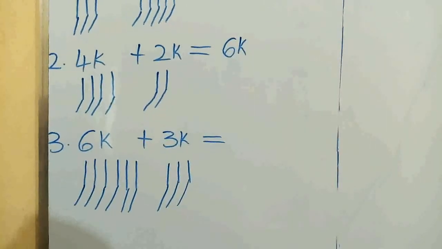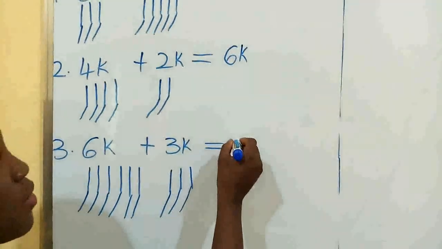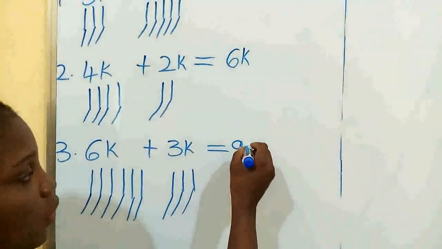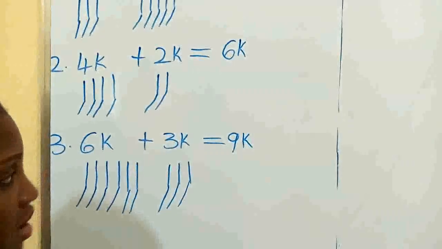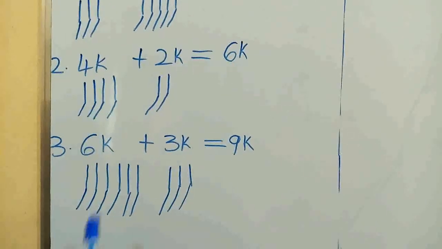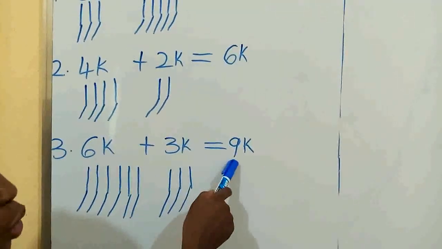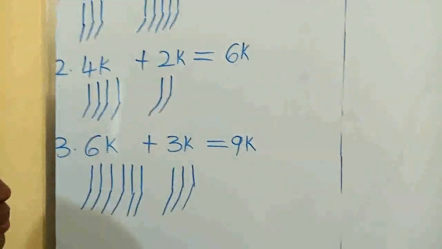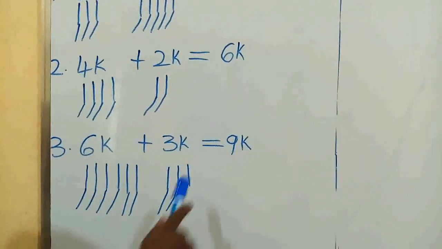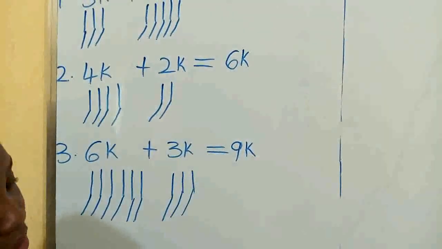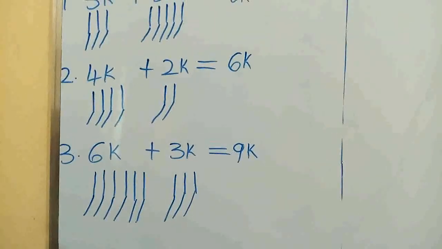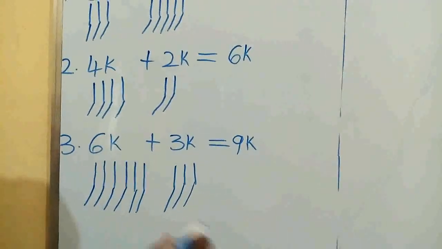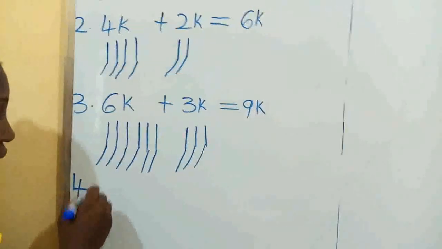Where will we write the 9? We write it where we have equal to, and then we put the K. So 6 plus 3 is equal to what? 9 kobo. We write the kobo after the number. We write the kobo where? After the number. Okay, now let's try another one.